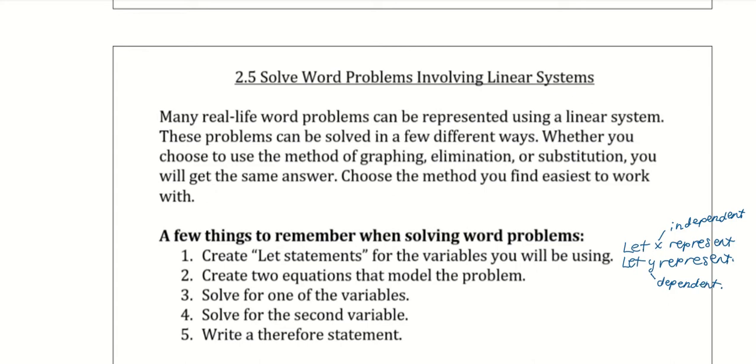Okay, then we create two equations that model the problem. These are going to come specifically from your word problem, so just take your time. And try to use the sentence and find keywords that are going to help you create equations. The third step is to solve for one of the variables, then solve for the second variable, and then because it is a word problem, don't forget a therefore statement.